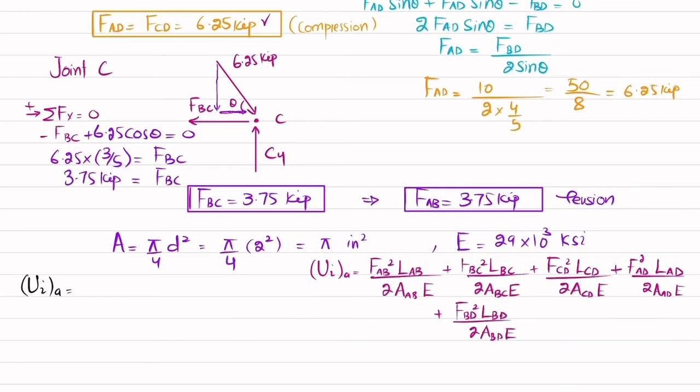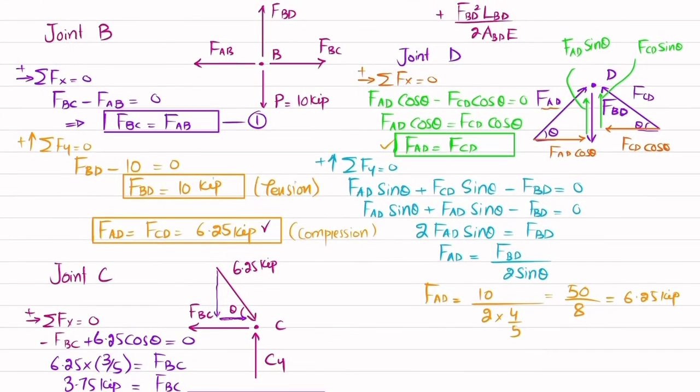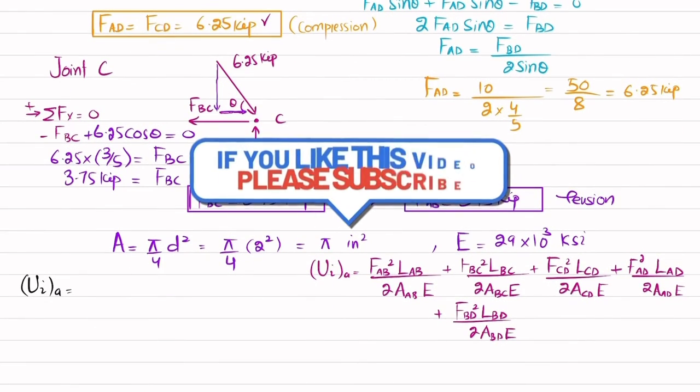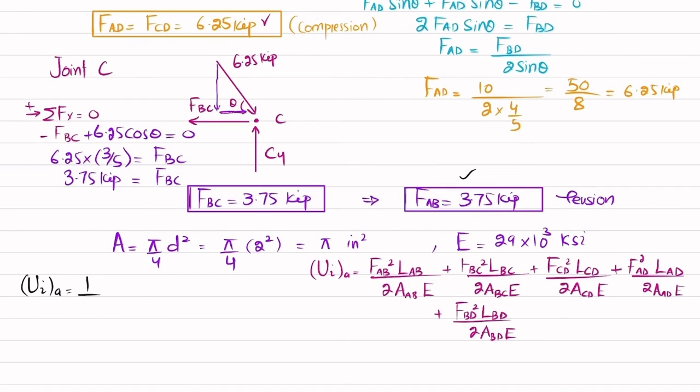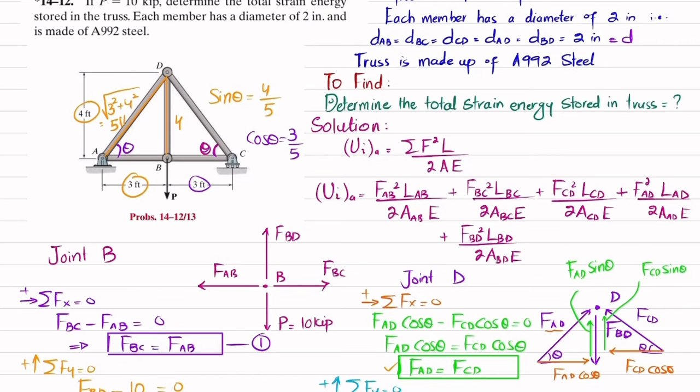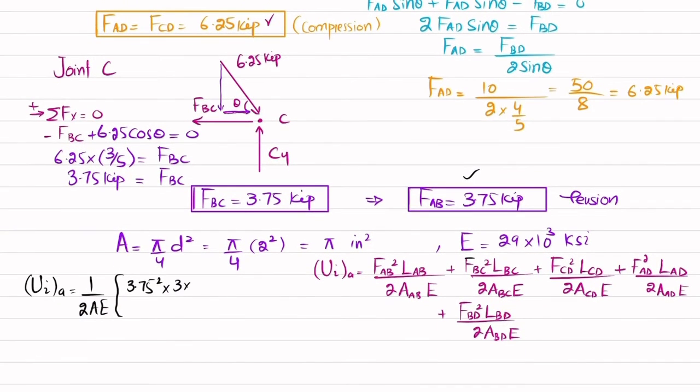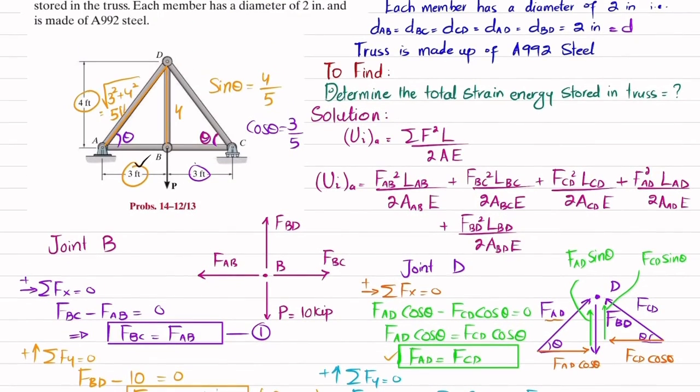So what we are going to do, FAB. So FAB, we will look FAB. FAB is this one, 3.75. So we will take the 1 over 2AE common. 2AE common. There, and we will left FAB 3.75 square, and we will multiply it with LAB, length of AB, which is 3 feet. So in inch, it will be 3 into 12. Clear? Plus, we have done with this FBC. FBC is 3.75, and length is also same, 3 into 12. Let me show you. FBC is 3 feet.